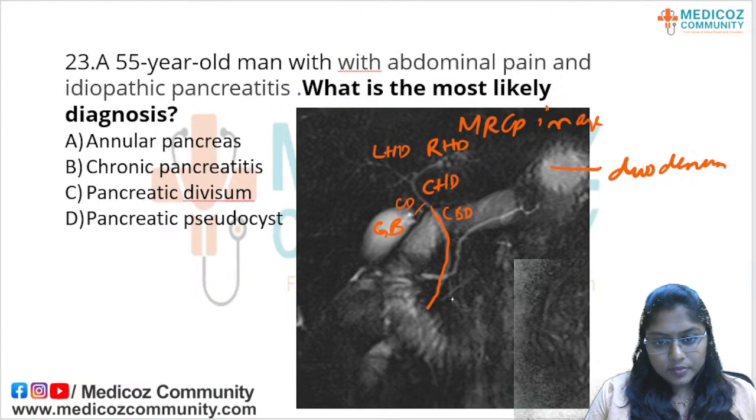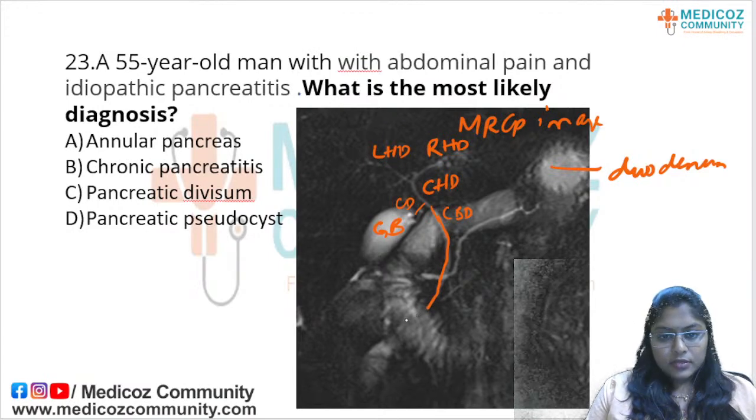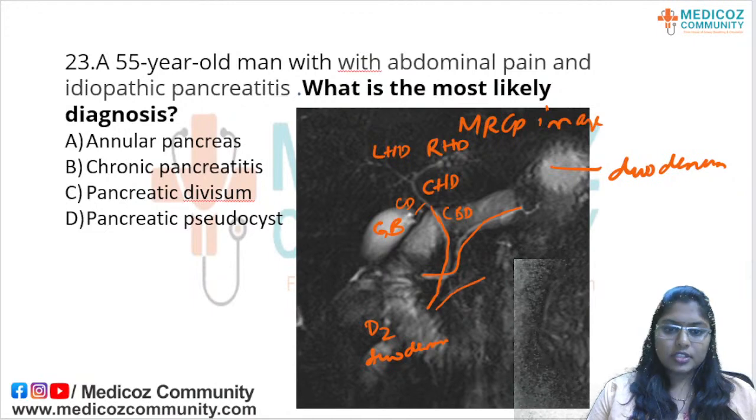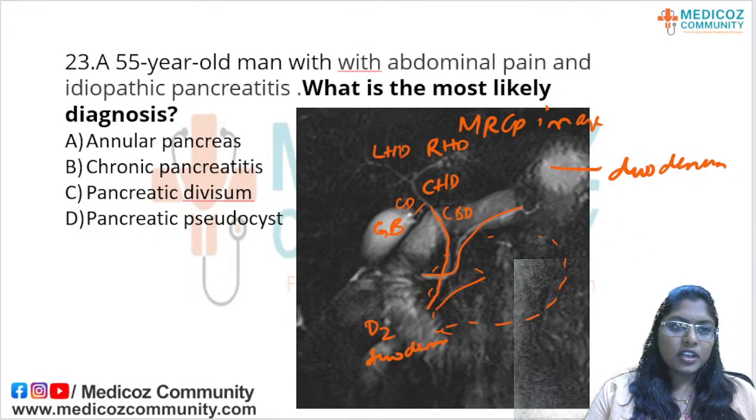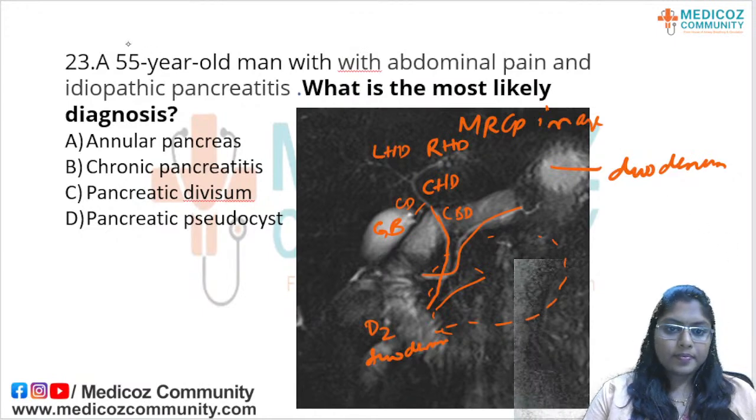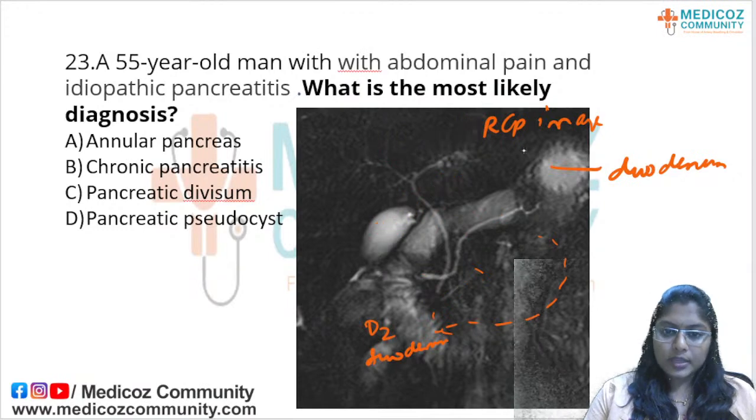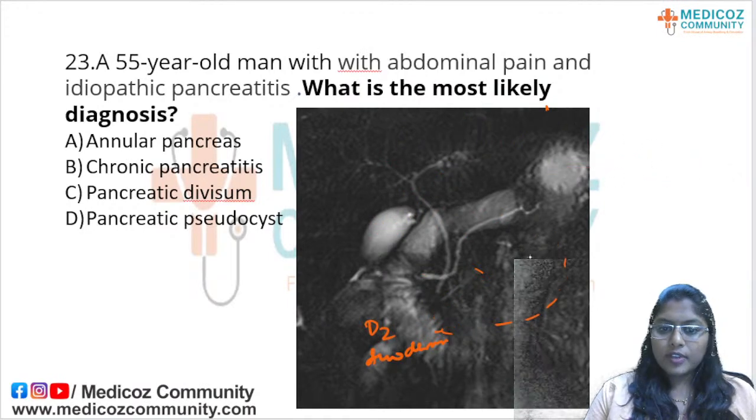The common bile duct is entering into the D2 part of the duodenum. So this is entirely duodenum. We are able to see there is a line here and another fluid filled structure here. This is supposed to be the place for the pancreas. Because this is a heavily T2 weighted image, there is suppression of the other structures also, and we are able to see only the fluid filled structures in this.